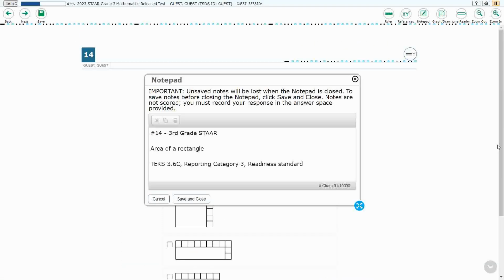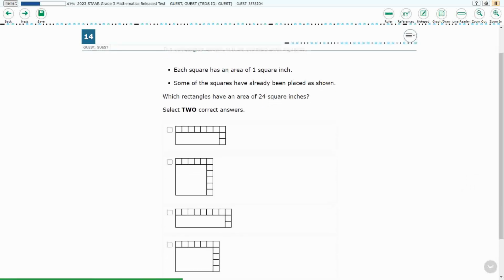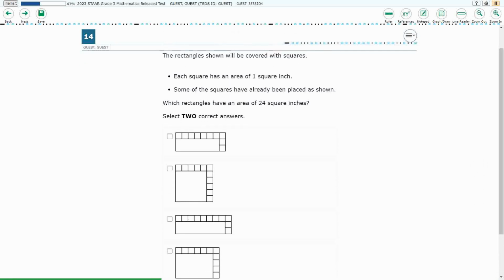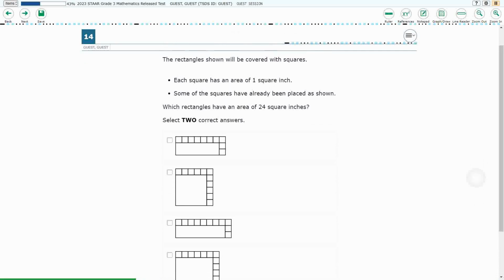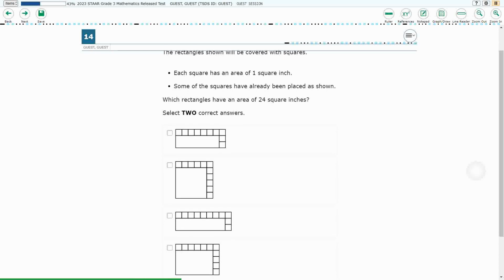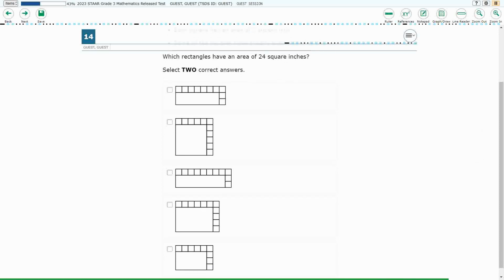For number 14, we are looking at the area of a rectangle. This is TEKS 3.6C, a readiness standard, in reporting category 3. So we need to find 2 correct answers here. This is multiple select. There's 5 possible choices. So each square has an area of 1 square inch. Some squares have already been placed, so this lets us know how many squares are across for the length and the width. We need to find 2 rectangles that have an area of 24 square inches.